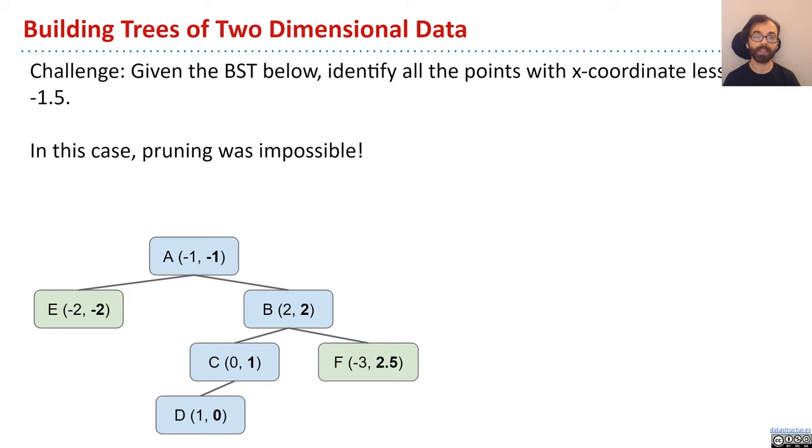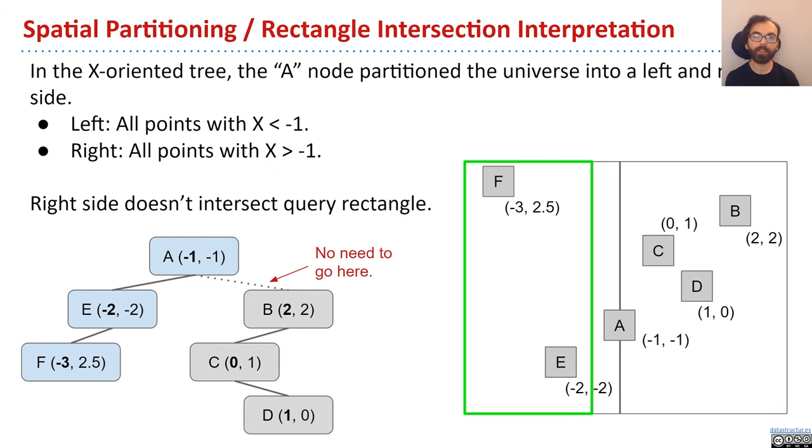Now I have a different interpretation of what's going on here. In case you're like, well, why is pruning impossible here? I get that I couldn't do it when I tried it myself, but what was it that was special here? Well, let's go back to the x-oriented tree. And I think this is just an interesting way of thinking about what's going on. So now what I'm showing you is the data in both the binary search tree format and in the original space at the same time.